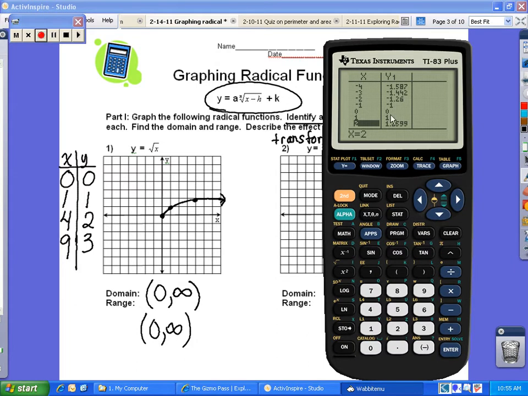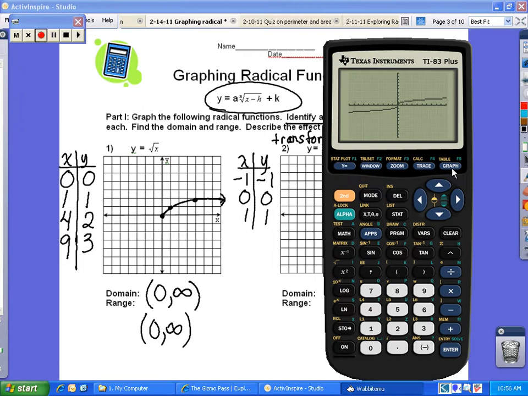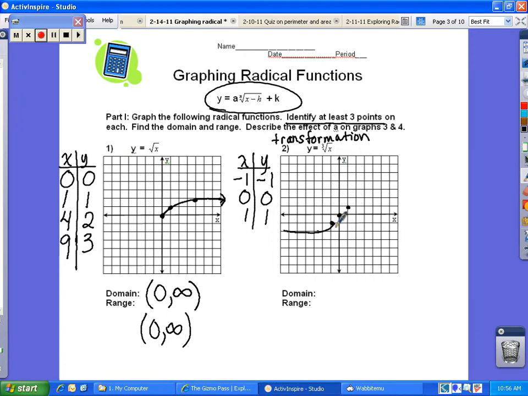So if you can see, at -1, -1 is where the graph is. So we are going to plot that: when x is -1, y is -1. When x is 0, y is 0, and when x is 1, y is 1. So we're going to go ahead and plot those 3 points on our graph. And from the way that the graph looks, you are now going to sketch that graph. It's going to look something like this.